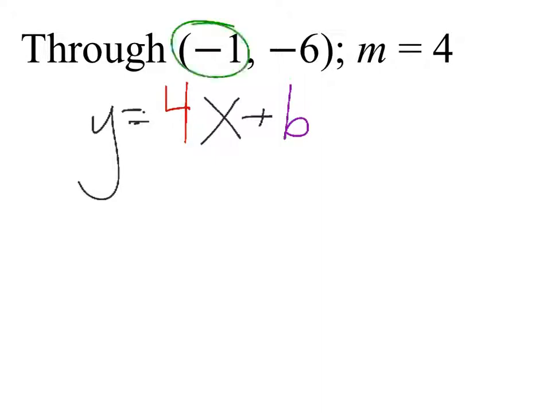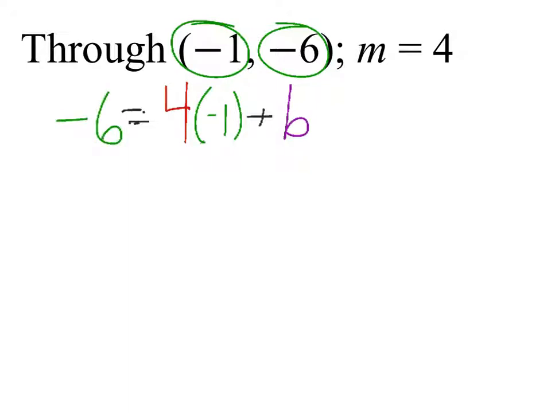We have the x value right here. So I'm going to replace my x with that value, which is negative 1. Do we have a y value? Sure, right here. So I'm going to replace y with that negative 6. Now, if we solve this equation that we have now, what would we have solved for? The y-intercept. The y-intercept, very good. So let us solve. Well, 4 times negative 1 is negative 4. And I still have negative 6 equals negative 4 plus b. Well, what would I do now to solve this?